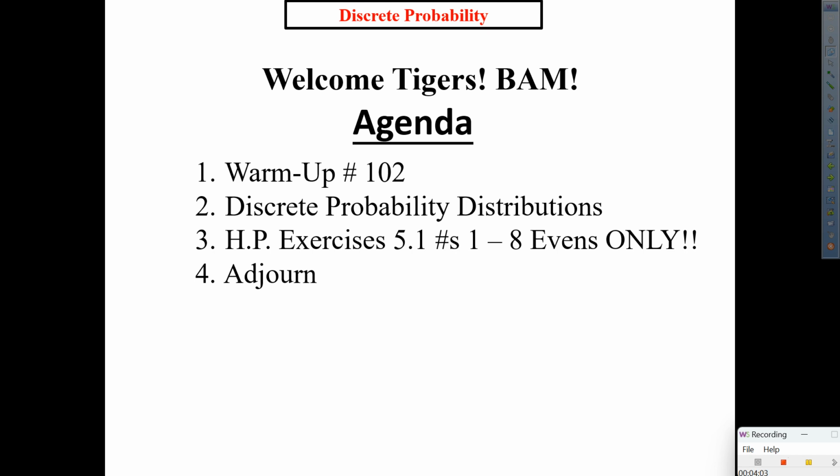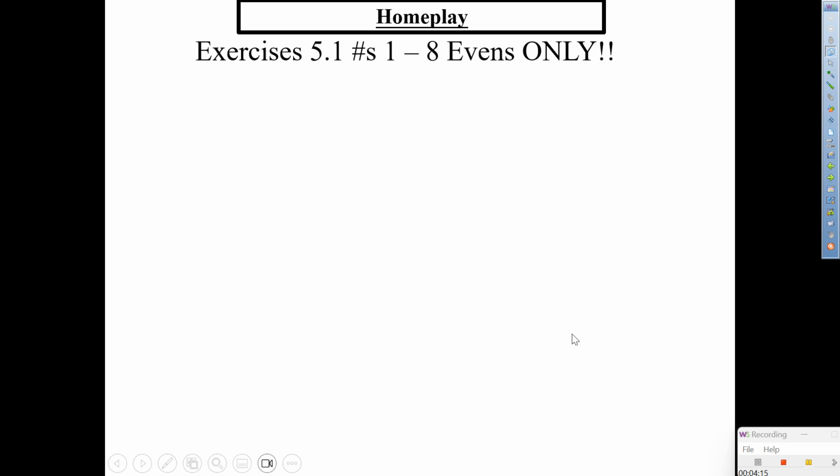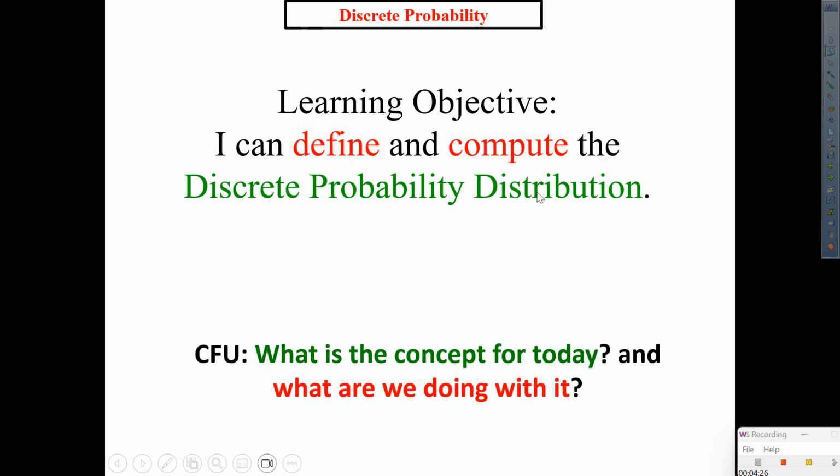All right, get a Cornell note ready, please, in the meantime. All right, so your home plate once again for tonight, exercises for 5-1 at the end of the lesson, numbers 1 through 8 evens. 1 through 8 evens. All right, so our objective for today, I can define and compute the discrete probability distribution.